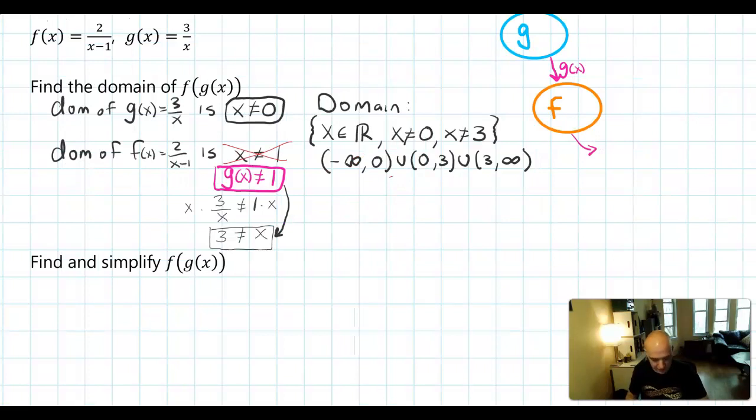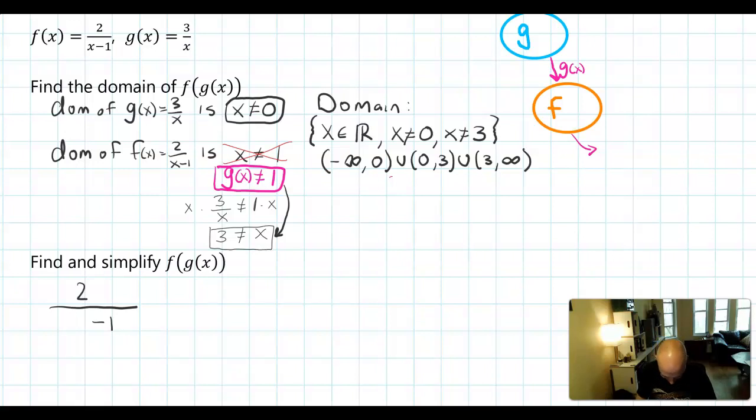Let's now see if we can just find and look at the composition itself and see if there's another way that we can perhaps have found those domains in this problem. So we're going to find and simplify f of g of x. So I'll start by writing the equation kind of for f of x, which is 2 over x minus 1.